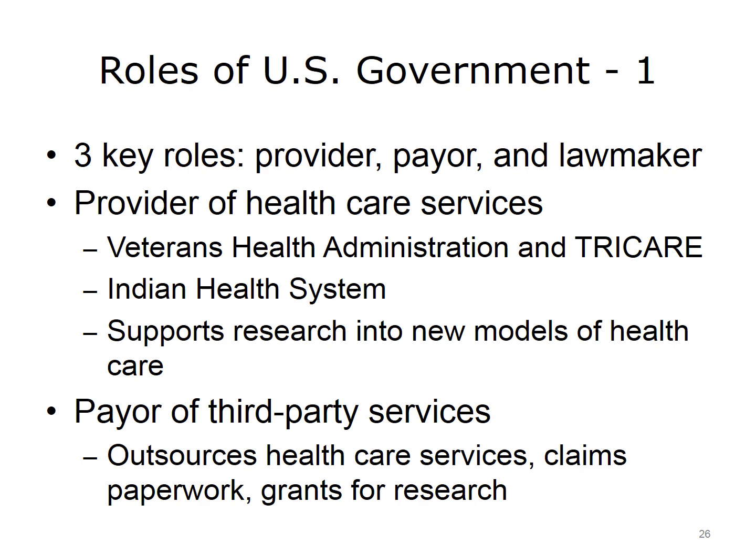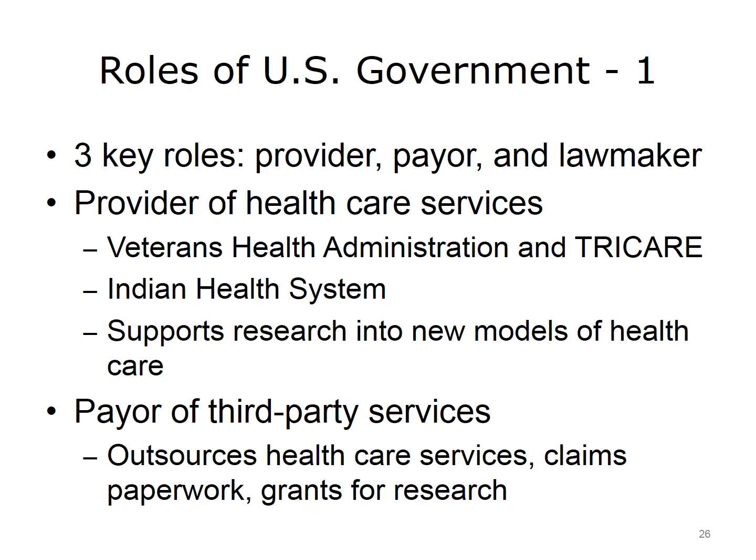The U.S. federal government has 3 key roles in healthcare. These include provider of healthcare services, payer for healthcare programs and services, and lawmaker. As mentioned, the government directly provides healthcare services through programs such as the Veterans Health Administration, TRICARE, and the Indian Health Service. These systems include federally and state-supported hospitals, clinics, health centers, doctors, and other services. The government also grants money for research projects that explore new models of providing health care.